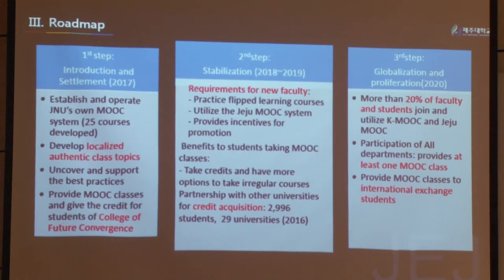And currently there are about 3,000 students from 29 universities who are actually taking courses and acquire credit. The next step is globalization. As I mentioned, we are thinking to make more than 20% of students and faculty involved in the system. And all departments should provide at least one MOOC course. And also, we are thinking to provide more classes to international exchange students.